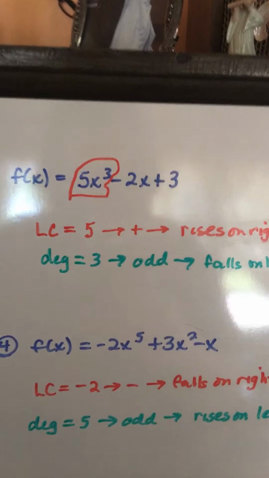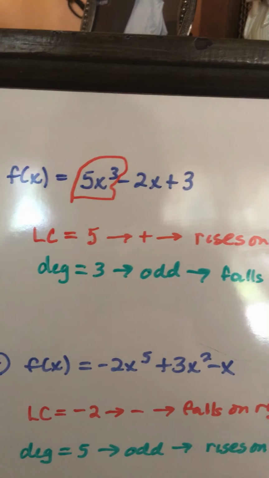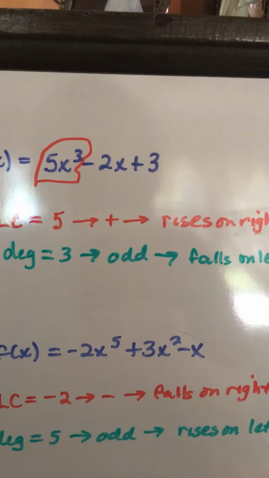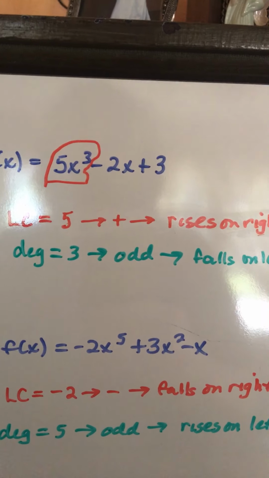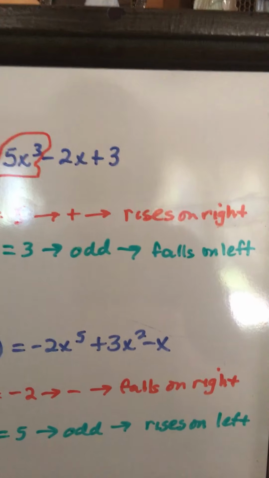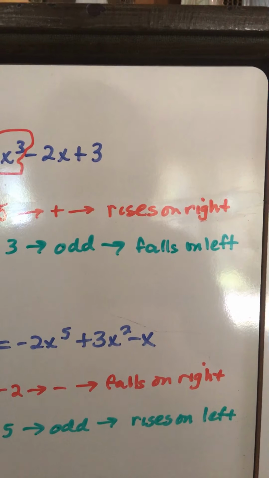For the next one, looking at my leading term, the leading coefficient is 5 and positive, so I'm going to rise on the right. The degree is odd, so I need the opposite behavior. I'm going to fall on the left because I just keep thinking of the oblique line. One end rises, the other end falls. So it falls left, rises right.